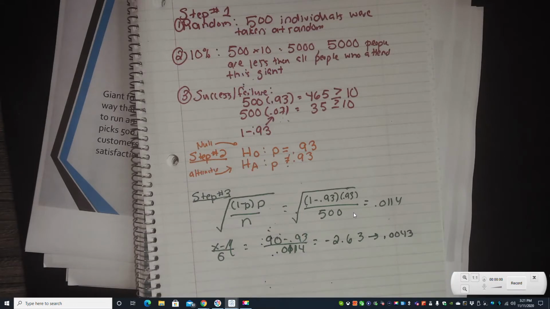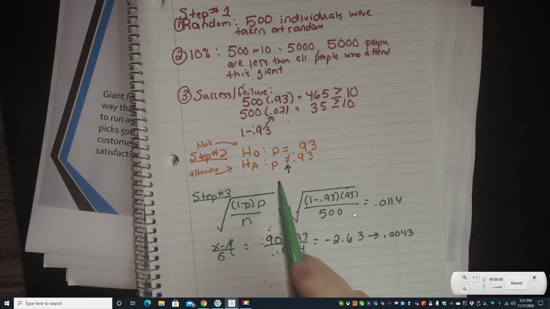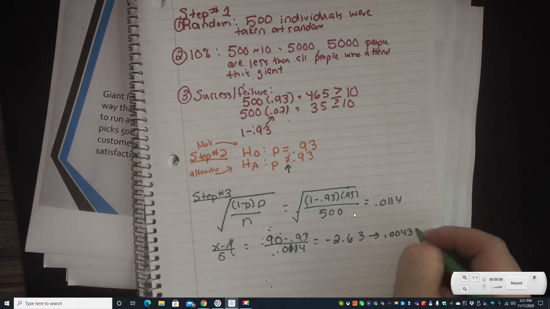Okay, so now what's going to happen is this. I'm looking at my alternative hypothesis right here, and it says not equal to. So another rule is if it says not equal to, we're going to multiply by 2.